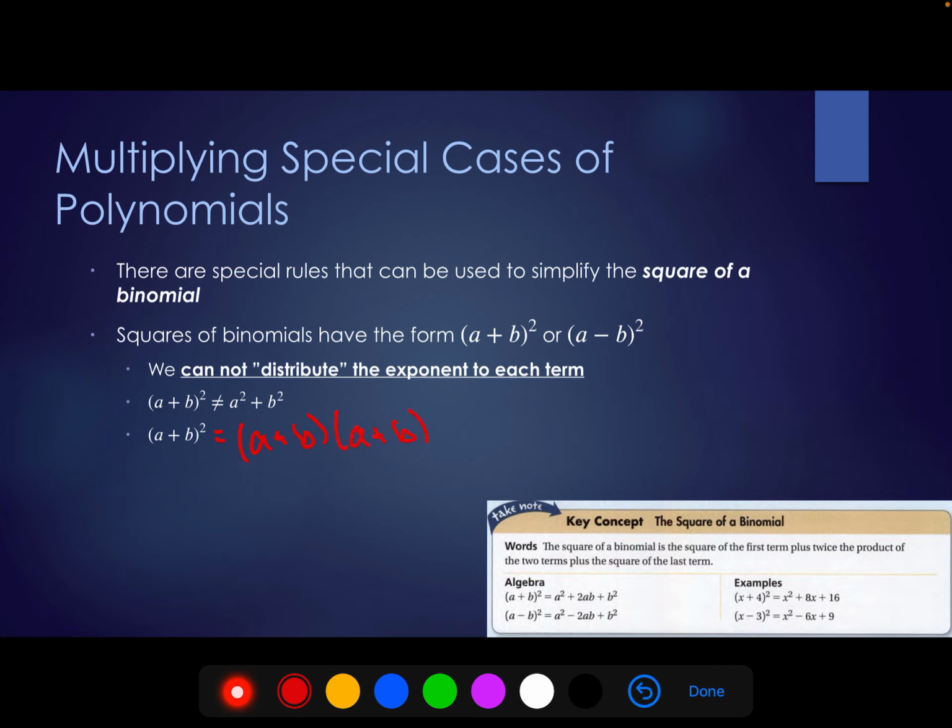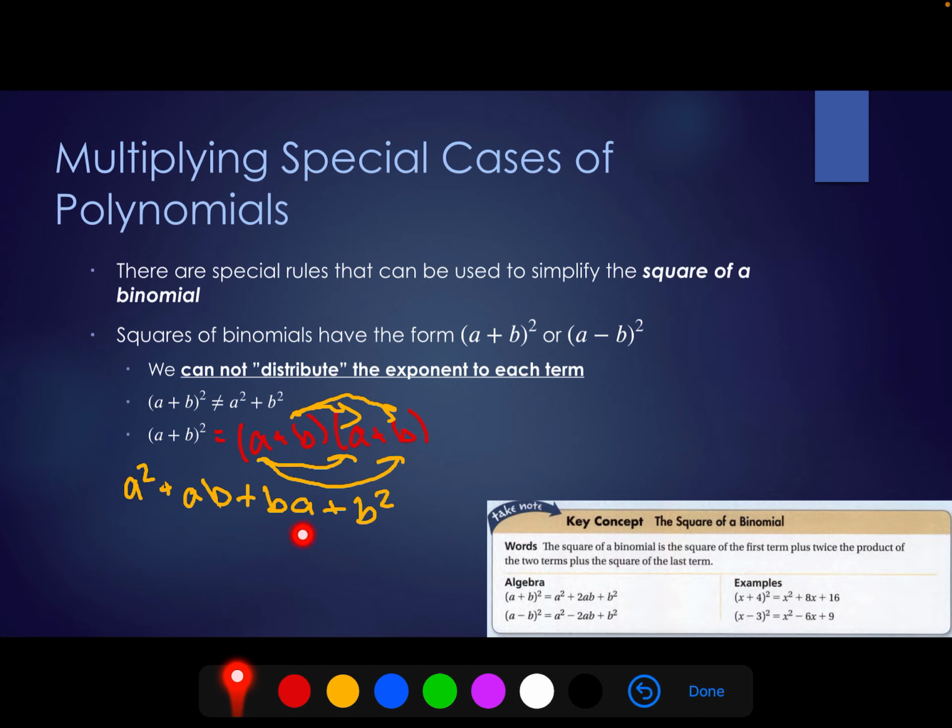(a + b). And now if we were to go about this using our FOIL method, we would do our first two terms, it's a times a, that's a squared. Our outside terms, a times b, that's ab. Our inside two terms, b times a, that's ba. And then our last two terms, b times b, that's b squared.